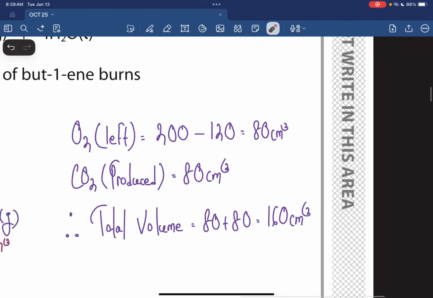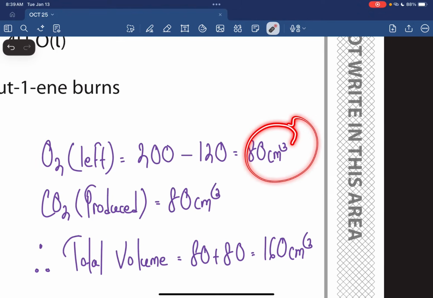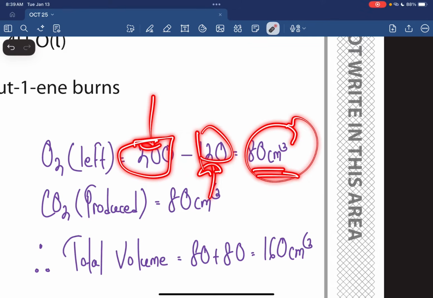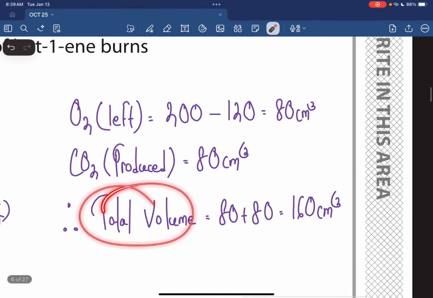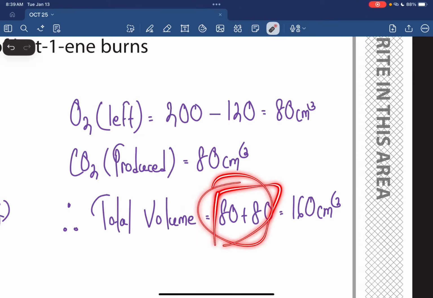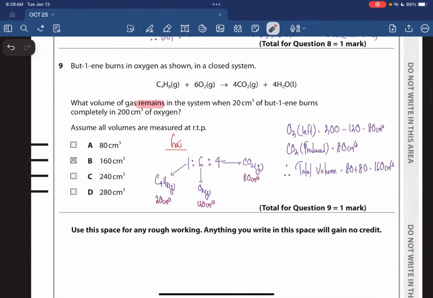Now I added a total volume of 200 centimeter cube of oxygen. The volume of oxygen that was not used up, that remained in the reaction mixture, is going to be 80, the amount added minus the one that was used up. Carbon dioxide produces this, so the total volume that is left at the end is going to be this unreacted oxygen plus the volume of carbon dioxide produced, which is 160 centimeter cube. I hope you all are clear with this question. This was an interesting type of question.